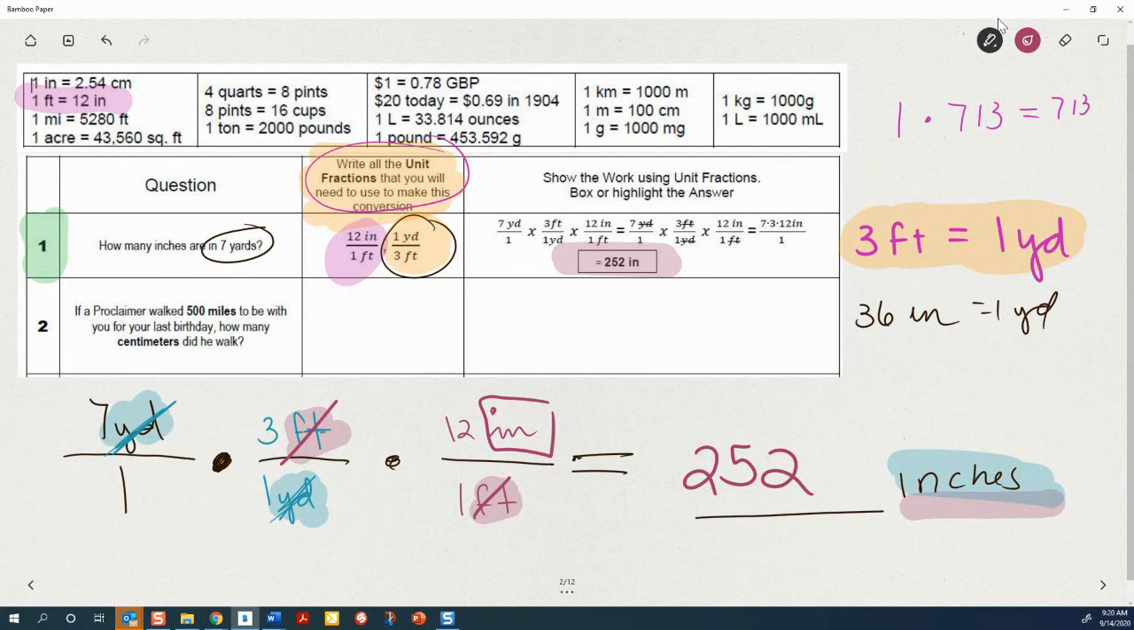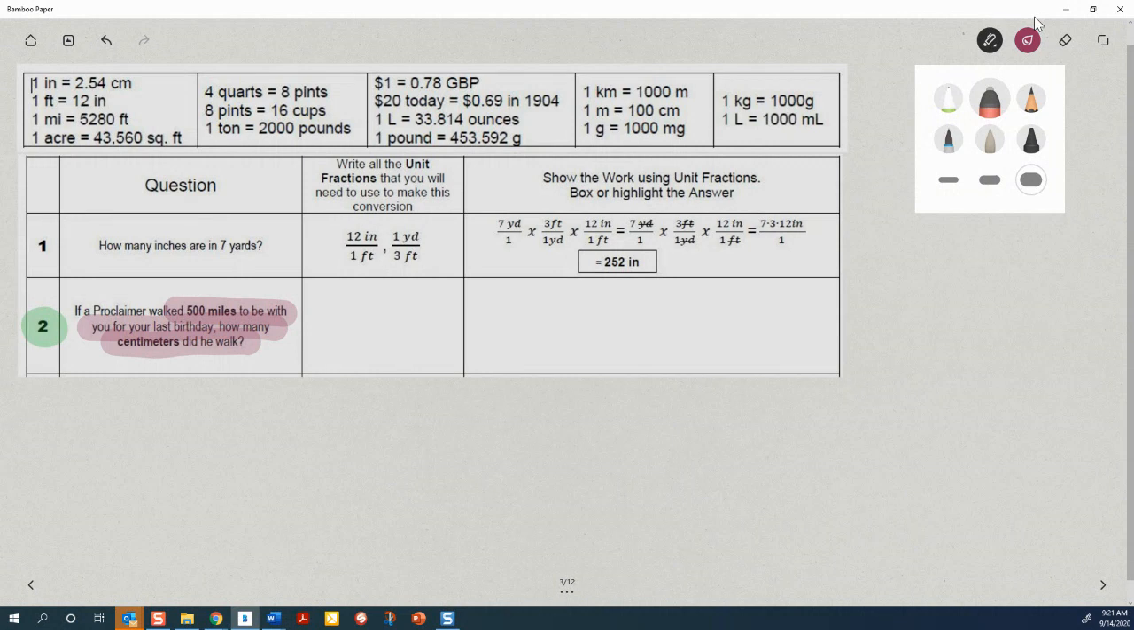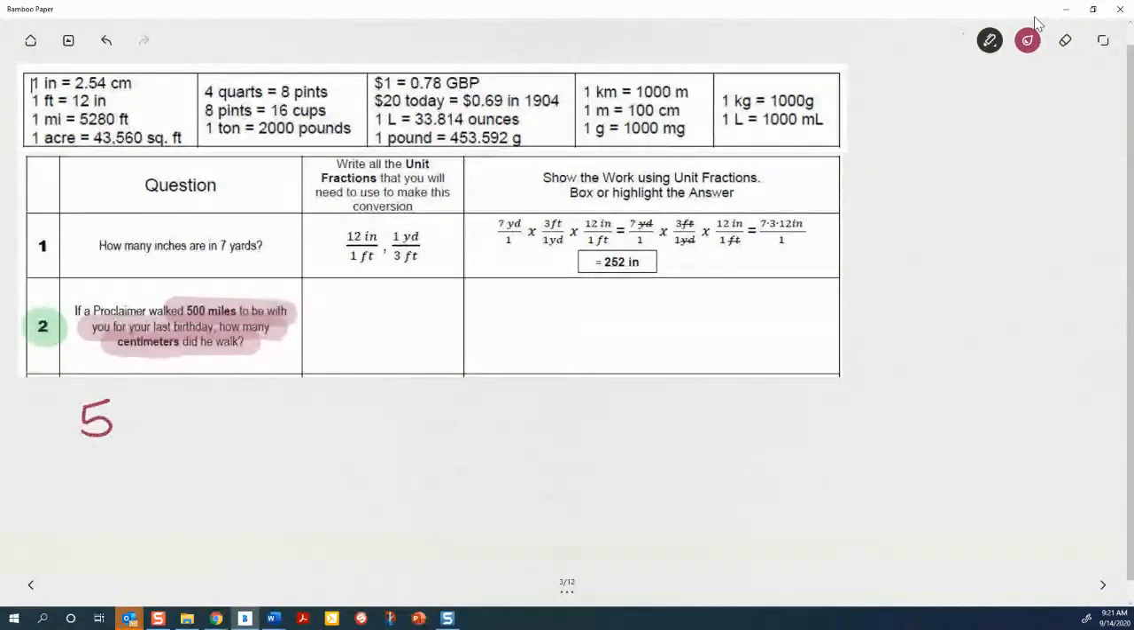I'm going to try one more before I send you into a group to try this. I don't know if you catch what this second problem is about, a proclaimer. If anyone's a fan of the musical group, the Proclaimers, the song I Would Walk 500 Miles. Well, if someone did walk 500 miles to visit you on your birthday, which, by the way, the Proclaimers live in Scotland, so I don't think they could make it by walking.